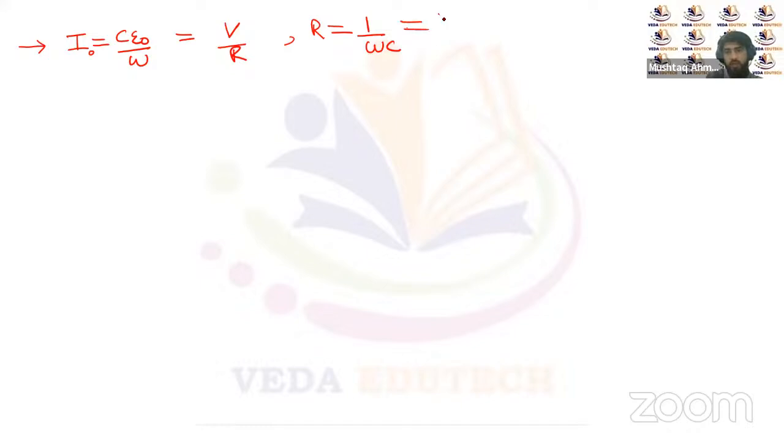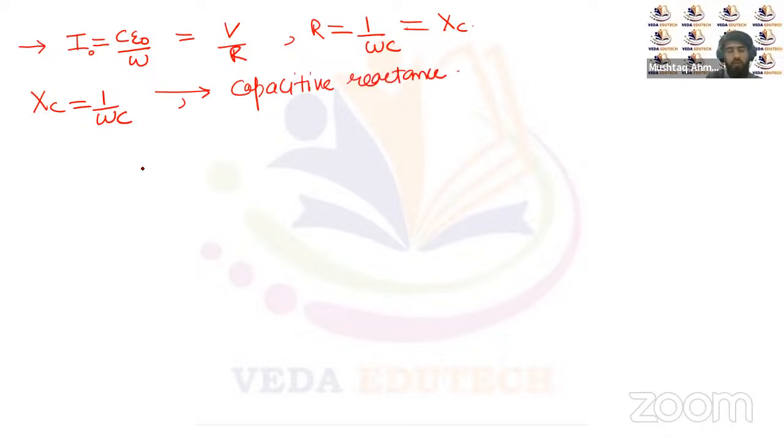We also represent this R by XC, where the value of XC is 1 upon omega C. We call it capacitive reactance. This is equal to capacitive reactance, that's equal to 1 upon omega C, so we can write XC as 1 upon 2 pi f C, right?